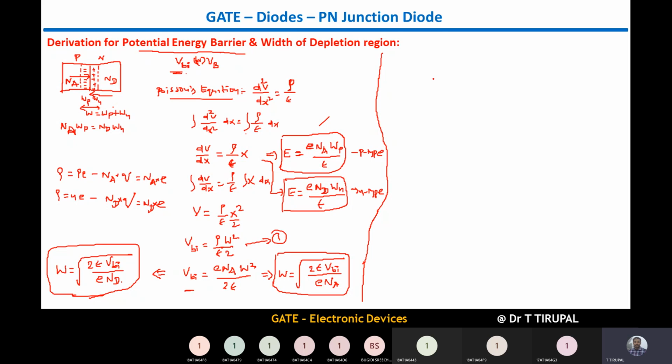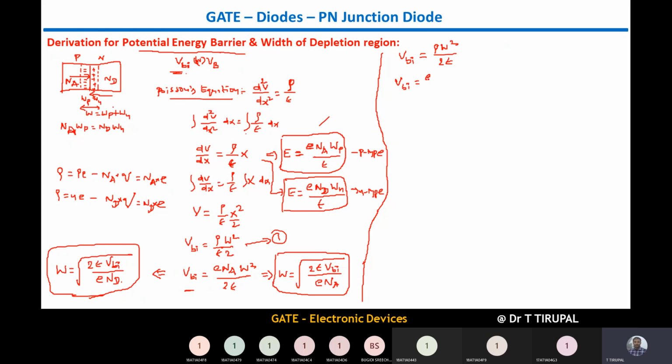As we know, V is equal to this equation. From equation 1, V is the built-in potential VBI, that is equal to rho into W square divided by 2 epsilon. Now rho, consider for both p-type and n-type semiconductors. If you consider rho for both p-type and n-type semiconductors, what will be the formula?